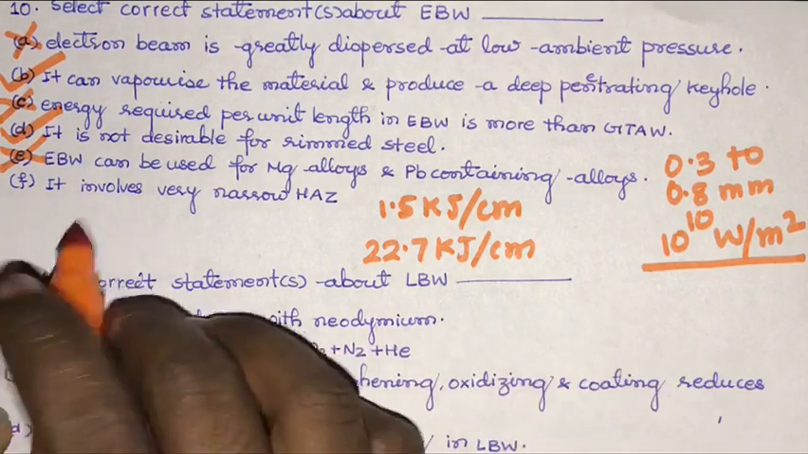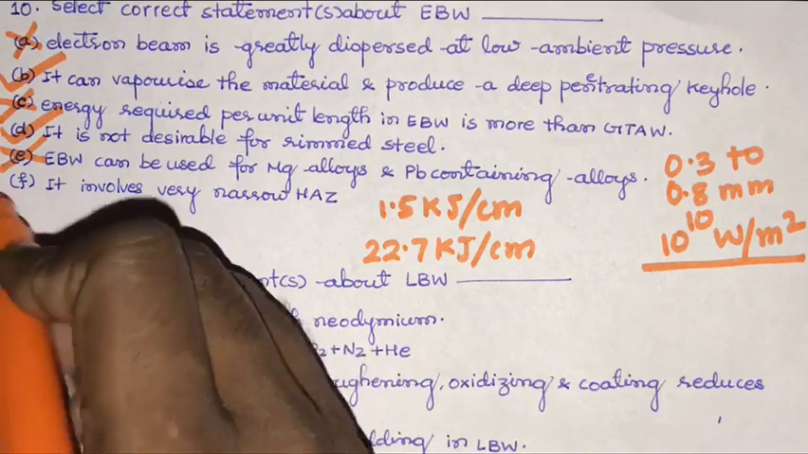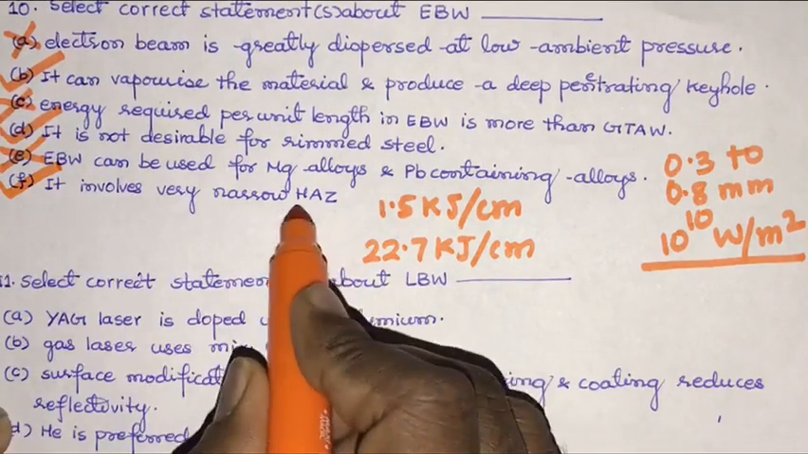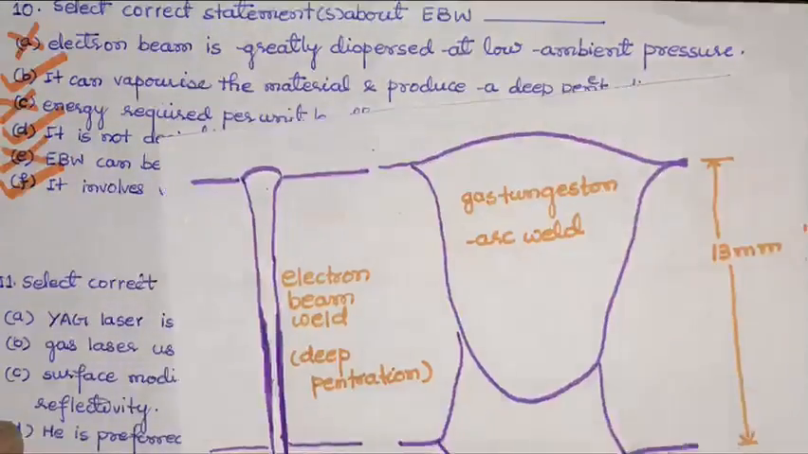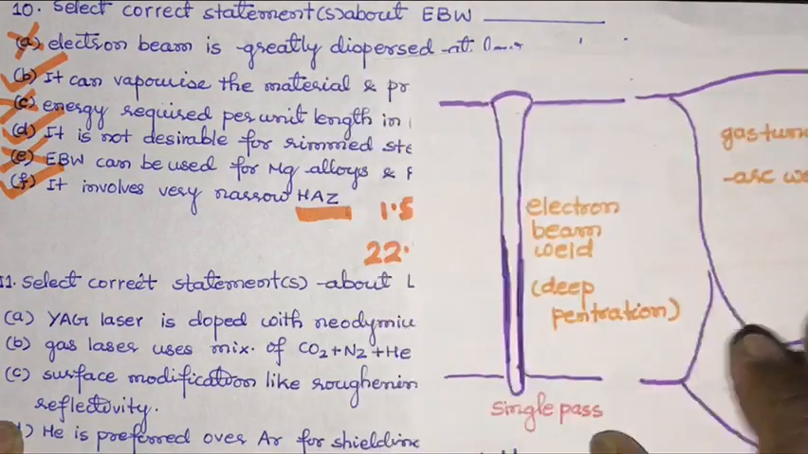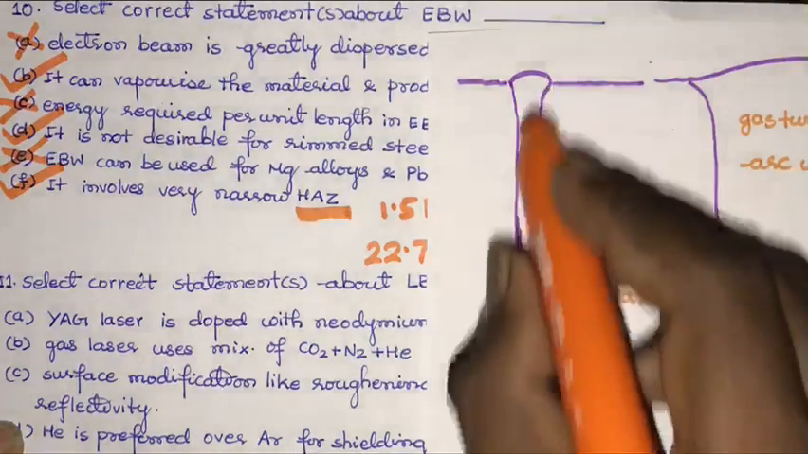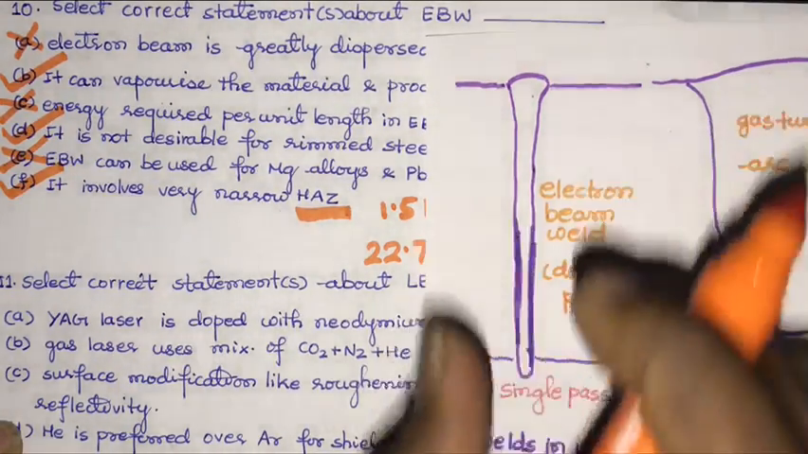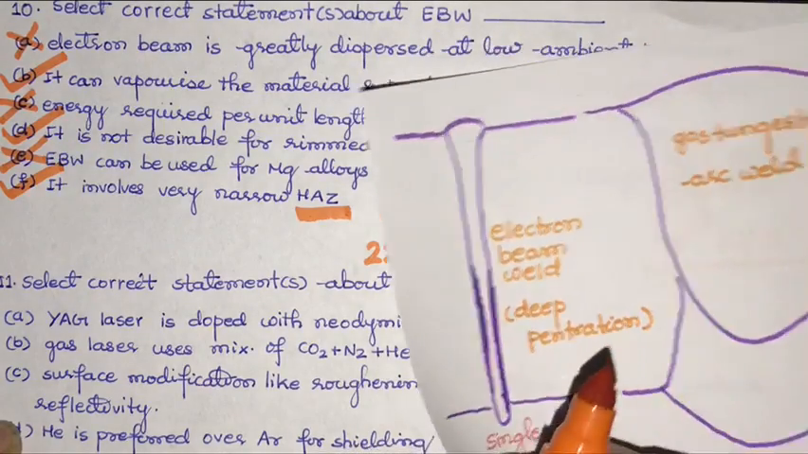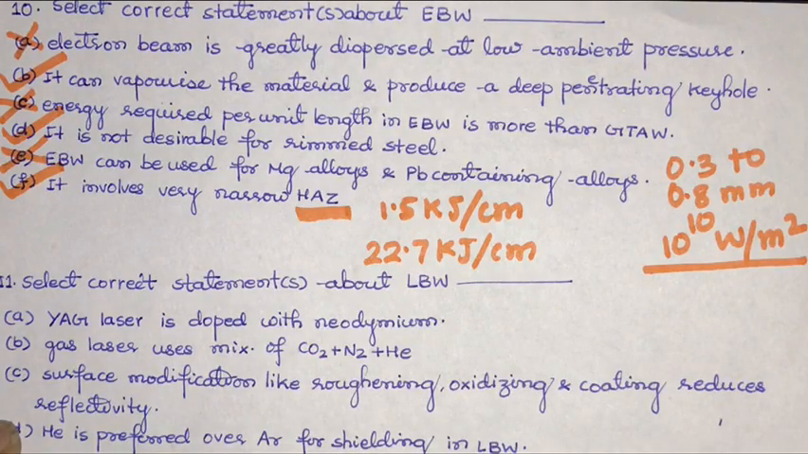Coming to the next, it involves a narrow heat affected zone, and this is absolutely correct, because in case of electron beam welding, you can see this is the keyhole, deep penetration, and hence it will have a very narrow heat affected zone.